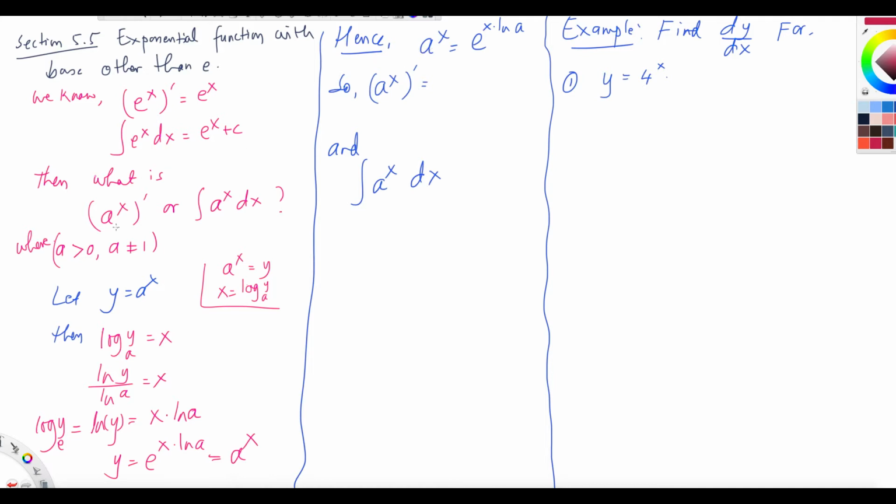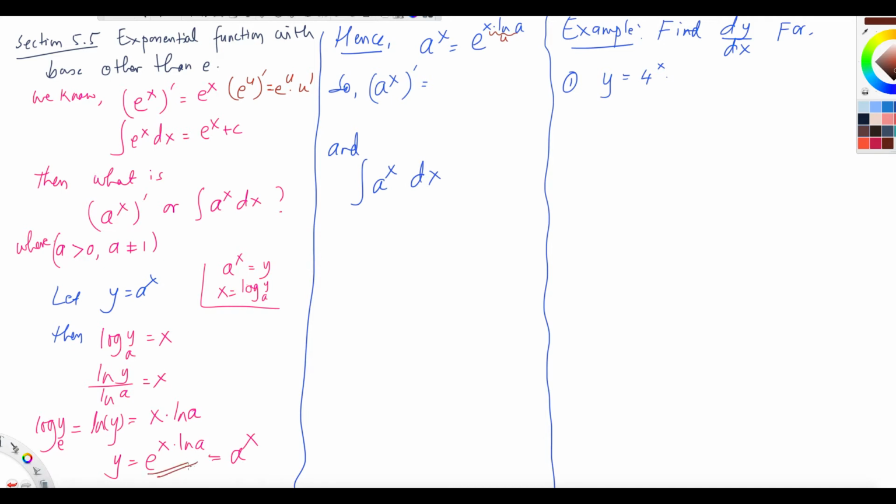So if there is a to the x, you can write this using base e. Why do we want to write it using base e? Because we know the formula to find the derivative and antiderivative if the base is e. You know that the derivative of e to the u is e to the u times u prime. So a to the x can be written as e to the x times natural log of a.